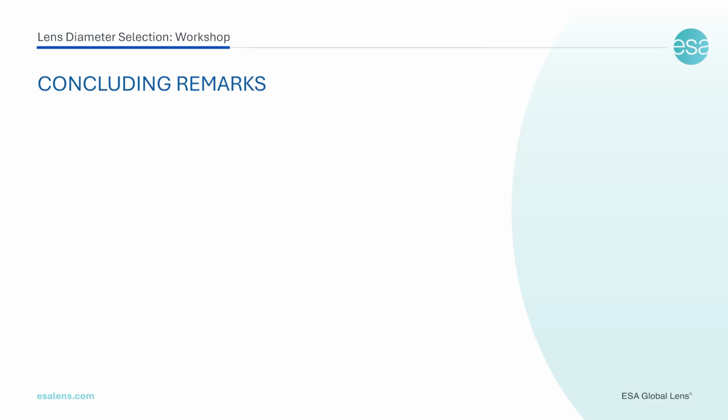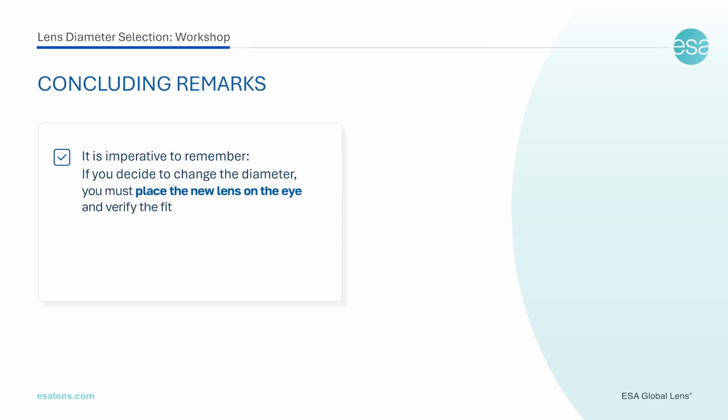In conclusion, it is imperative to remember, if you decide to change the diameter, you must place the new lens on the eye and verify the fit. If the new diameter isn't adequate, adjust again. We strongly encourage an iterative fitting process. If you are unsure whether a diameter should be adjusted by an additional 0.2 millimeters, do it and evaluate the result. If it improves, leave it as it is. If it worsens, simply revert to the previous value.